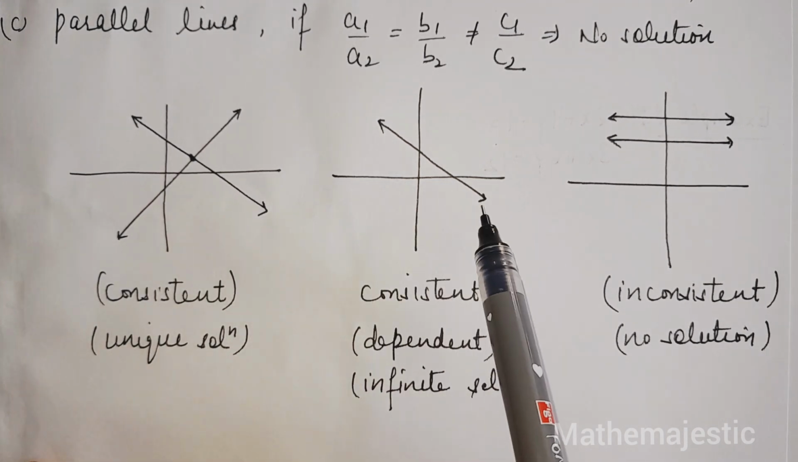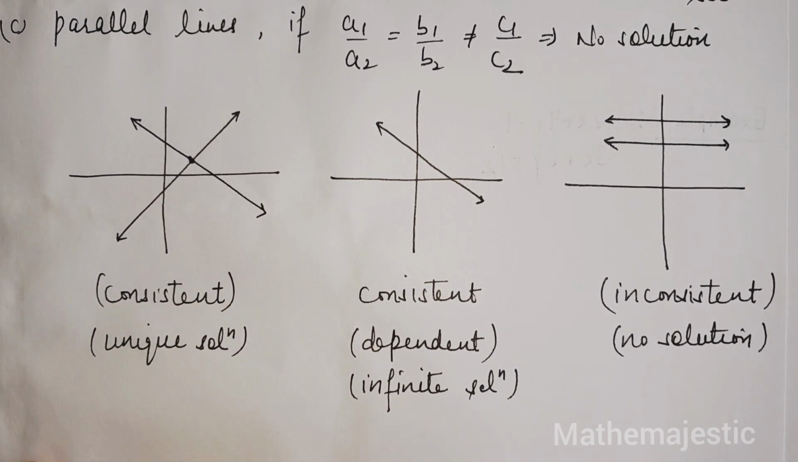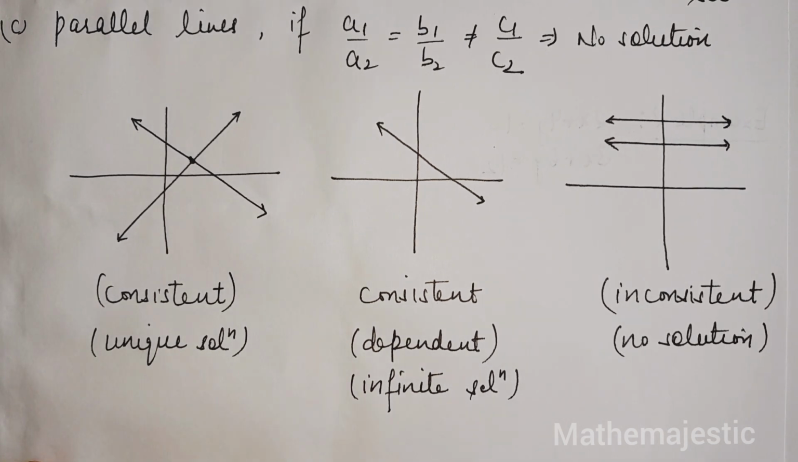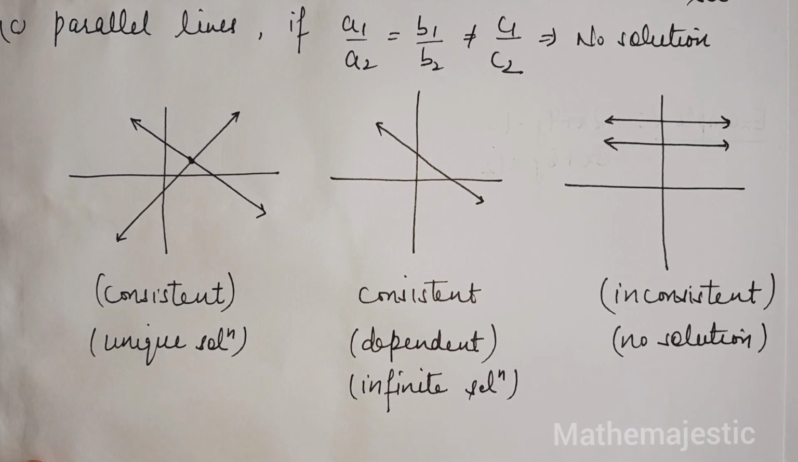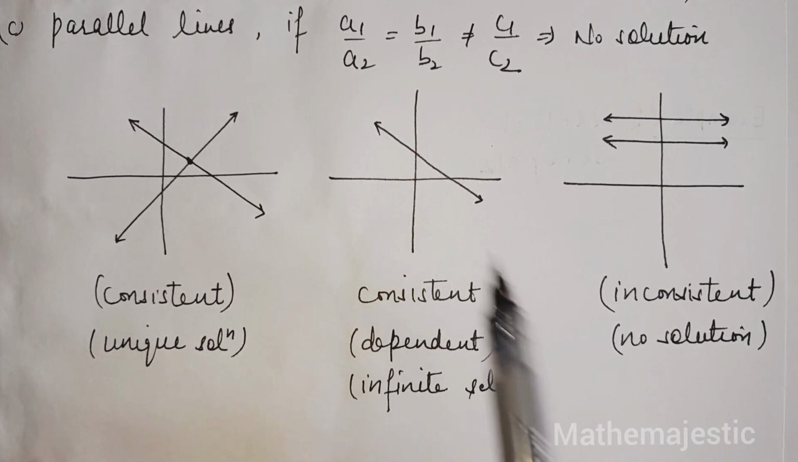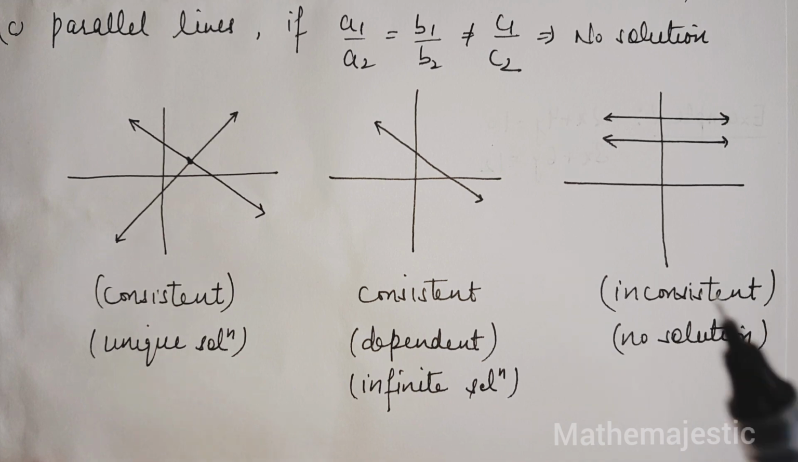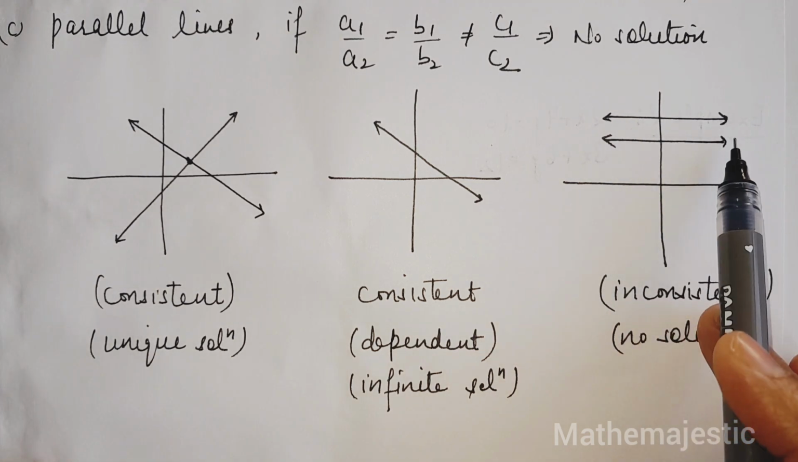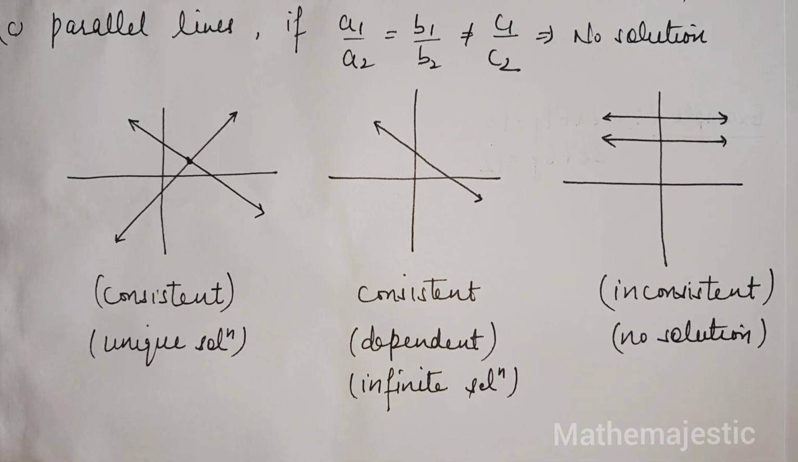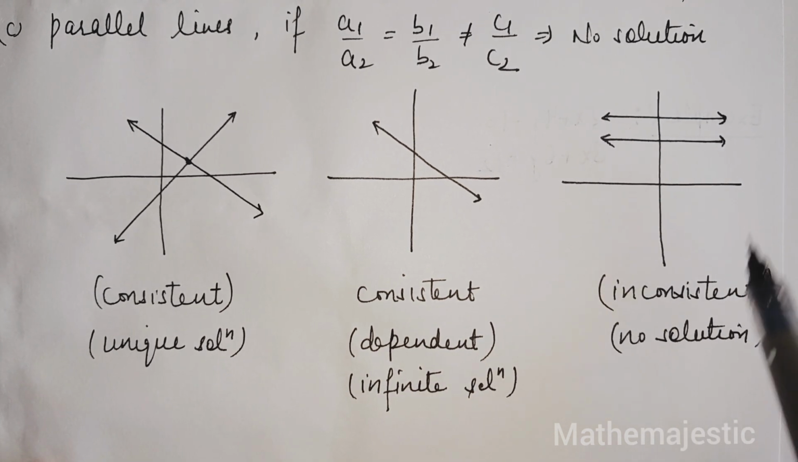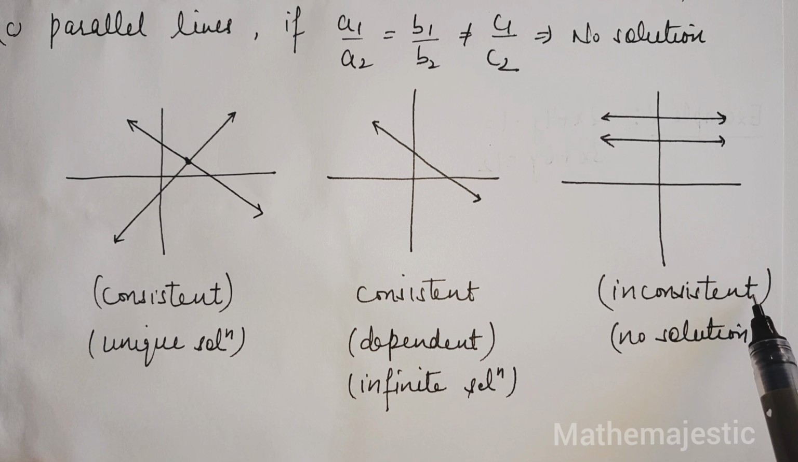So when two lines are coincident, जब दोनों लाइन एक के ऊपर एक हैं, दोनों coincident lines हैं, तो that means every point on both the lines is common. So that means there are infinitely many solutions. We call this kind of system a dependent system also, and the equations will be consistent because they are having infinite solutions. And if the lines are parallel, that means because parallel lines never meet each other, they will not have any common point. So that means this system of equations has no solution, and we can call it an inconsistent system of equations.